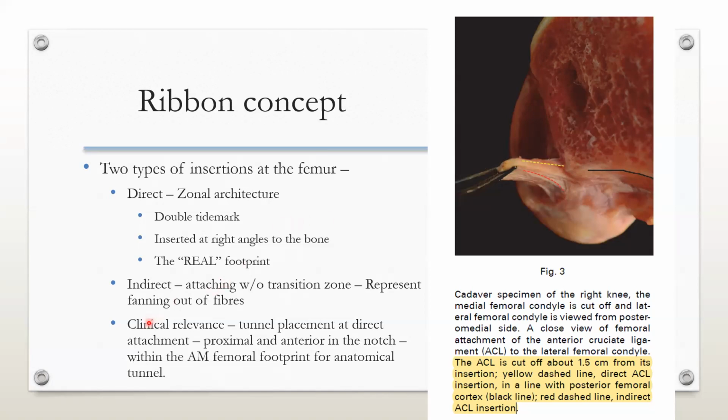So the clinical relevance of this description is that they advocated tunnel placement only at the direct attachment rather than the center of the direct and the indirect attachment. Meaning they advocate a femoral tunnel placed very proximal and anterior in the notch. And with respect to the double bundle concept, this would be within the substance of the anteromedial bundle rather than in the center between the anteromedial bundle and the posterolateral bundle. They say that this is a more anatomical tunnel rather than the center of the AM bundle and the PL bundle.